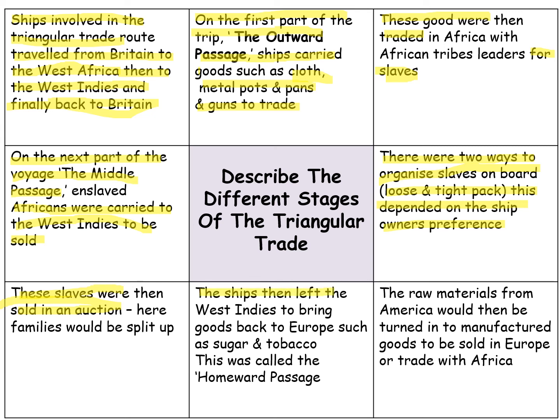The ships then left the West Indies to bring goods back to Europe, such as sugar and tobacco, and this was called the homeward passage. And then the raw materials would then be turned into manufactured goods to be sold in Europe or trade with Africa, and the route would start again. Okay, so maybe pause the video there, either fill in your mind map or fill in your grid. If you're printing the grid to fill it in, that's fine, or if you've made a copy of it in your jotter, that's fine, and then move to the next slide for your assignment task for the week.